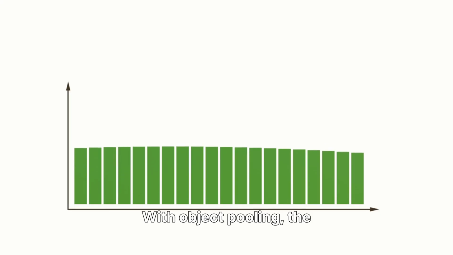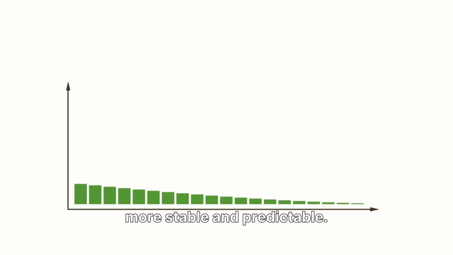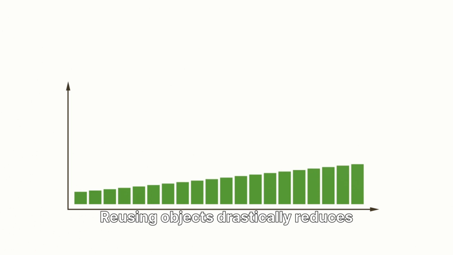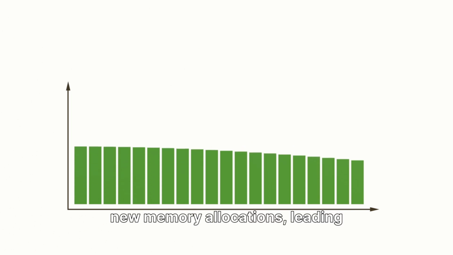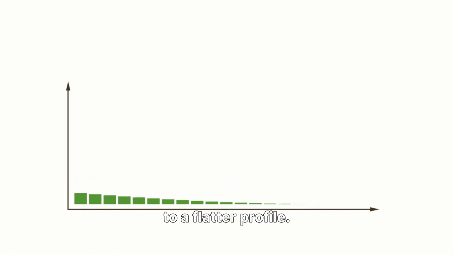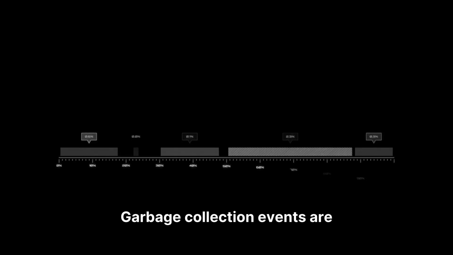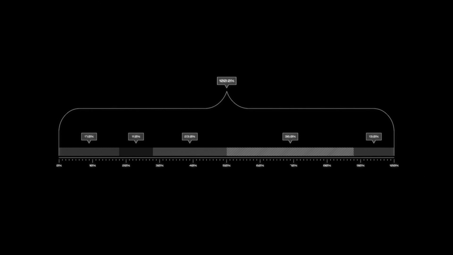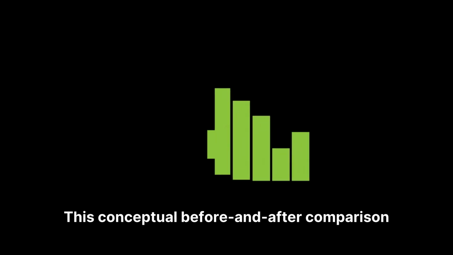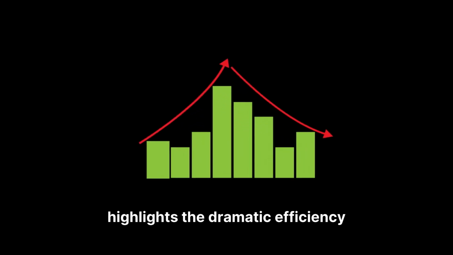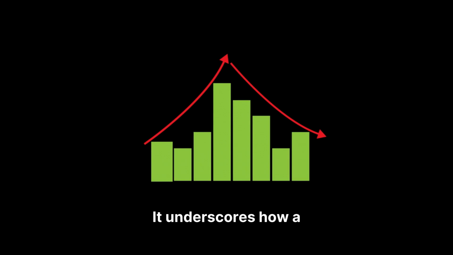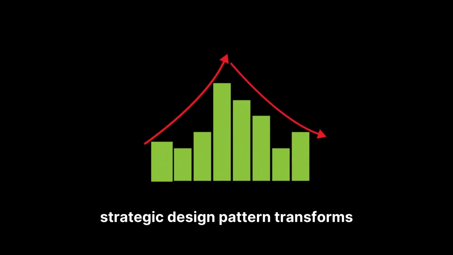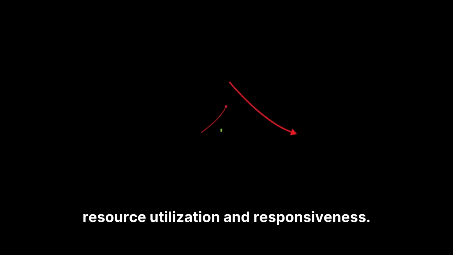With object pooling, the memory footprint becomes much more stable and predictable. Reusing objects drastically reduces new memory allocations, leading to a flatter profile. Garbage collection events are significantly reduced, leading to improved frame rates and faster response times. This creates a much smoother and more consistent user experience. This conceptual before and after comparison highlights the dramatic efficiency gains. It underscores how a strategic design pattern transforms resource utilization and responsiveness.